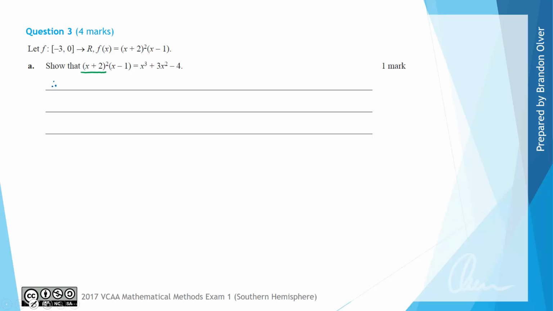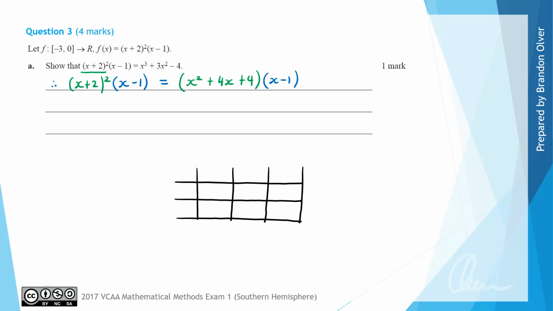So therefore, we have (x + 2)^2 multiplied by (x - 1) is going to equal, and now this is a binomial expansion, so we'll get (x^2 + 4x + 4), and then that's still going to multiply (x - 1). And now, just so we don't make any errors when expanding this next part, we're going to set up a grid, and the three terms across the top are going to be x^2 + 4x + 4, and then we're going to have x - 1, which is what the green is multiplying by.